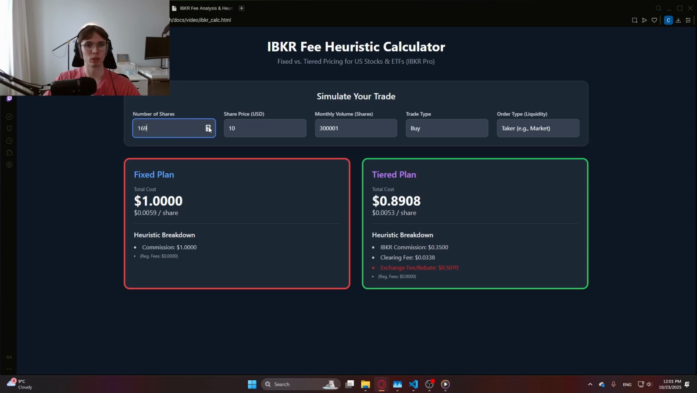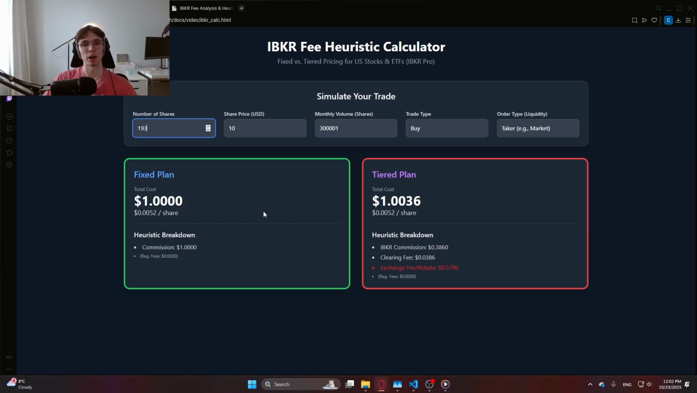So if we go up to 192, you can see here that the tiered plan is still cheaper, but this is the inflection point. So at 193 rather, we've now got the fixed plan is cheaper. So you can use this calculator to try and figure out on average which one's going to be better.